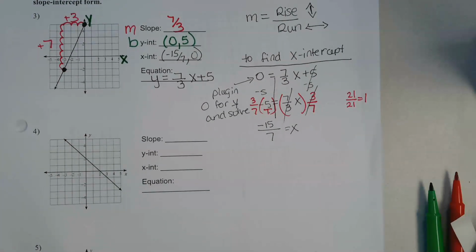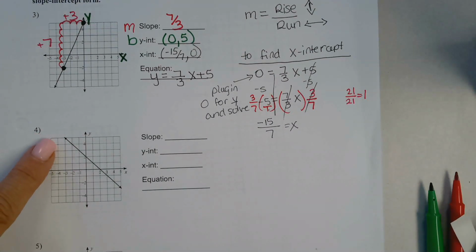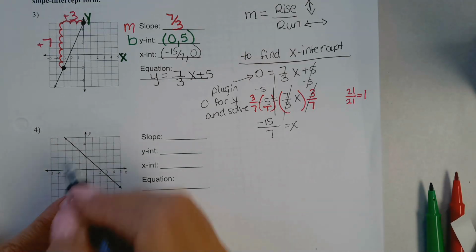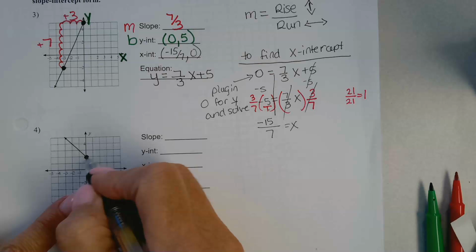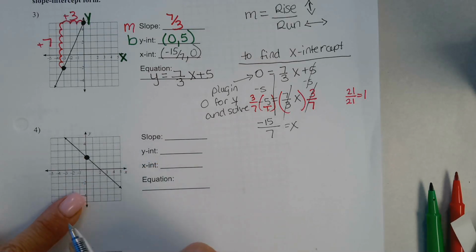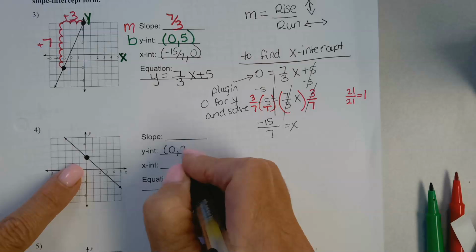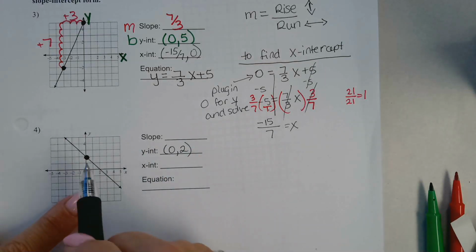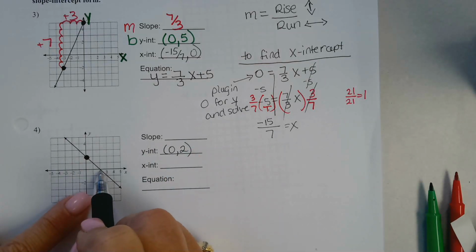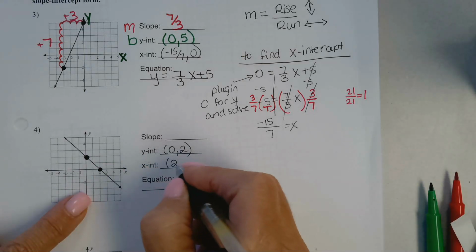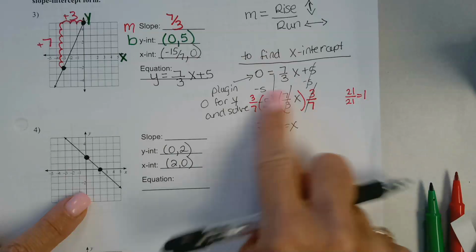Number 4, we're taking a look here. I'm finding my definitive points to get my slope. I've got a point right there at 0, 2, so that's going to be my y-intercept. And then I've got another point, oh looky right there, at 2, 0, that's my x-intercept. So that's perfect. I don't have to do all of this nonsense.